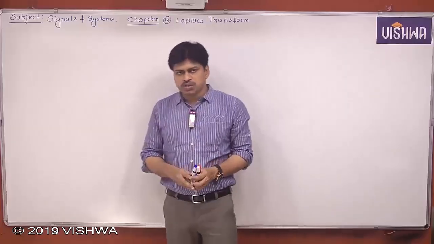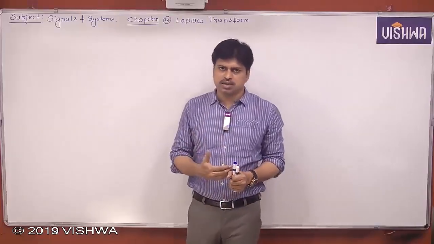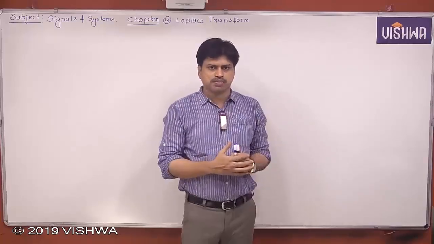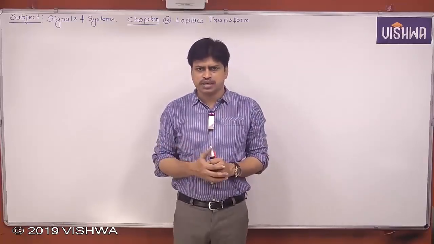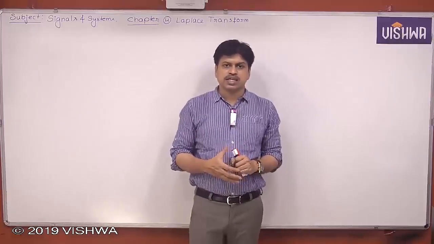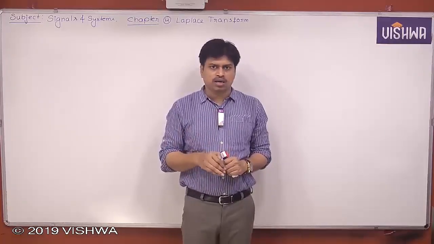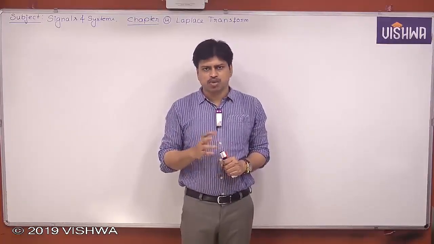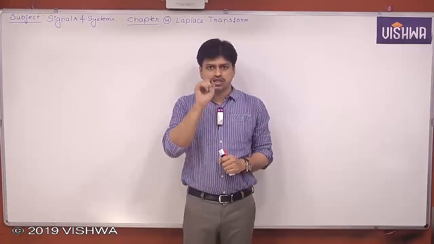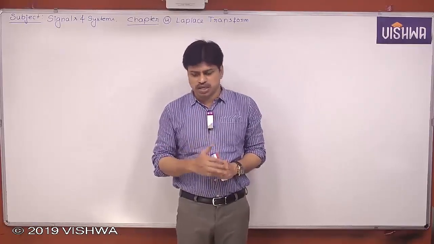The first conclusion is, if a system is causal, then ROC must be right side to the rightmost pole. That should be the ROC so that it can be the causal system. Another conclusion is, if a system is stable or Fourier transform exists, for both of them we have the same condition. What is that? ROC should include j omega axis.